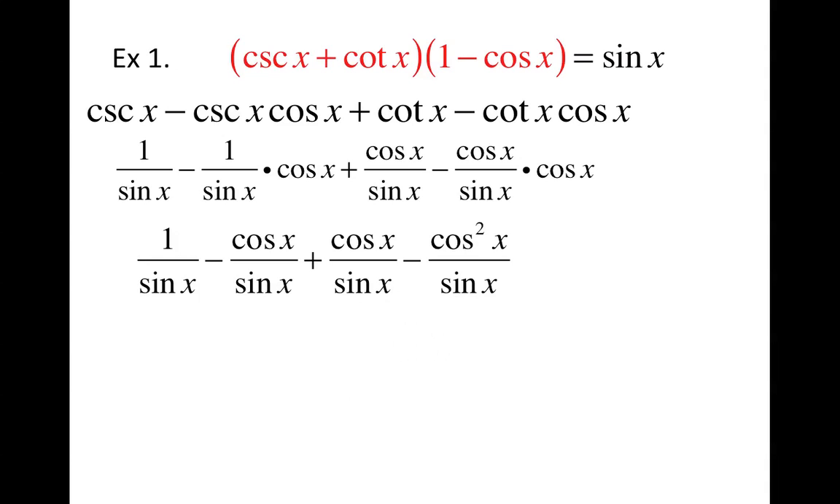When I multiply through each of the terms, this is what I'm left with. Notice in the middle, negative cosine x plus cosine x. If I added those two things together, they would cancel to 0. I can cross those two terms out.